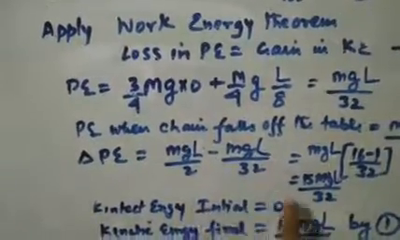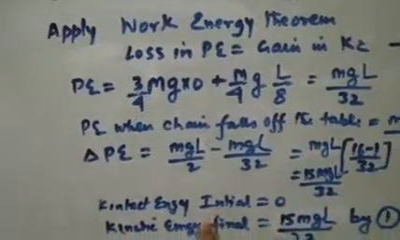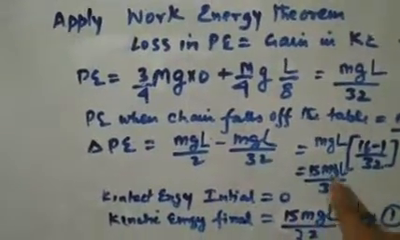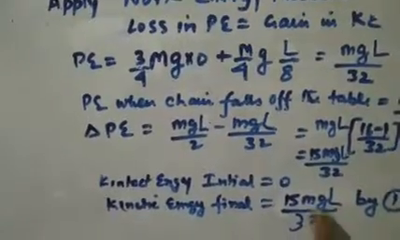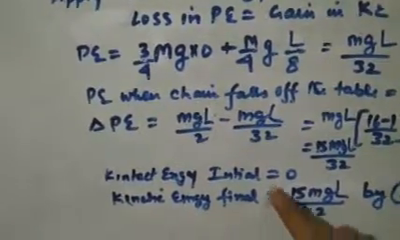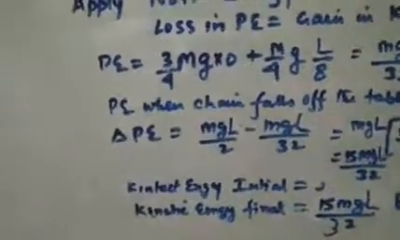Initial kinetic energy is 0 because the chain is lying there. So the final kinetic energy would be equal to this change in kinetic energy, that is 15 by 32 mgL. This is your answer. Okay, right? This one is your answer. Fine.